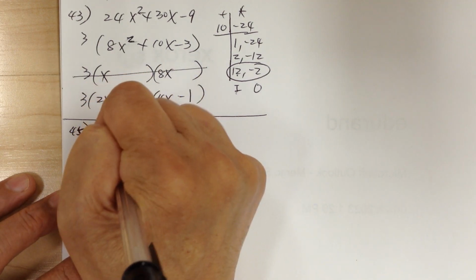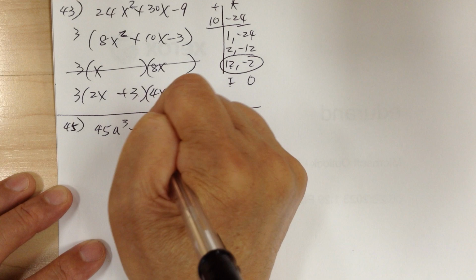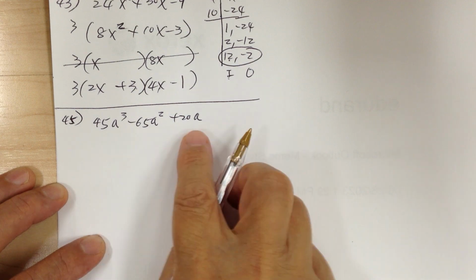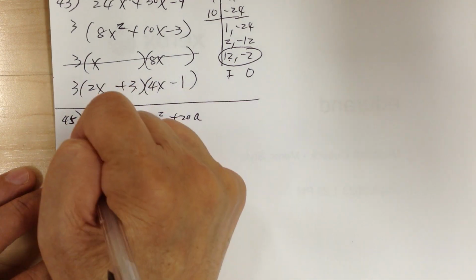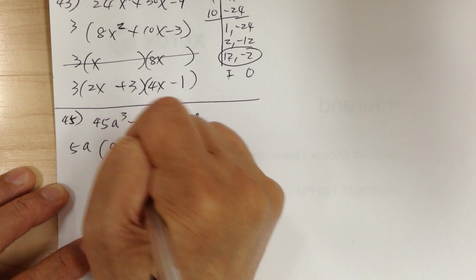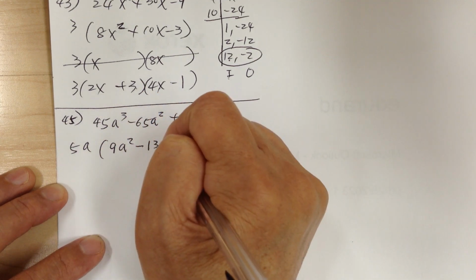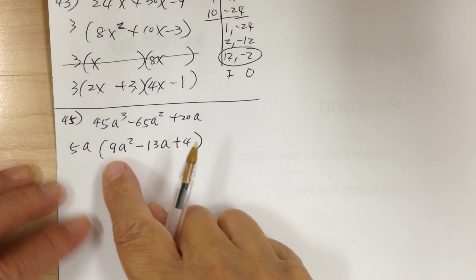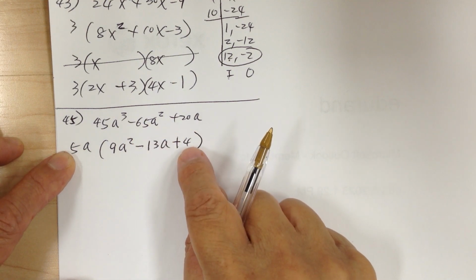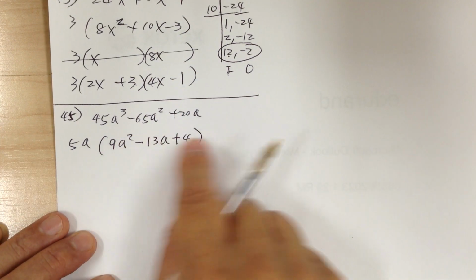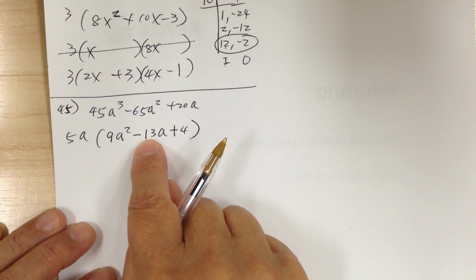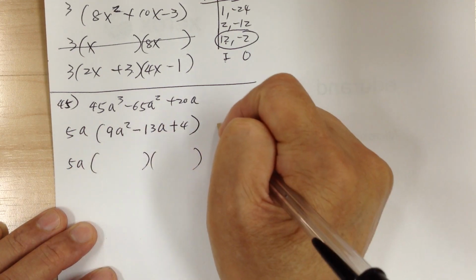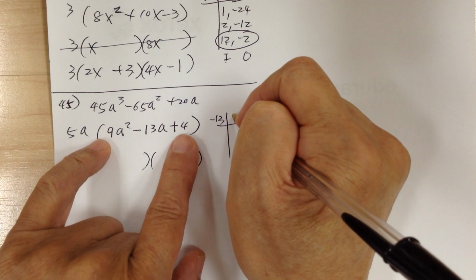Okay, next one, you got 45a to the 3 minus 65a squared plus 20a. So that's going to factor out the 5 and the a. So it's going to be 9a squared minus 13a plus 4. Okay, double check: 45, 65, 20. Now notice it's a perfect square, but if you try step 2a, the middle is not going to match. So this is not it. So you go to step 4. So you need to get negative 13 and 36.